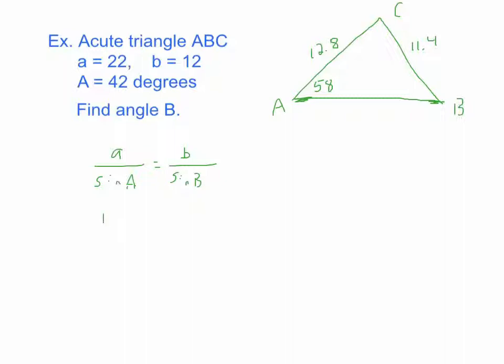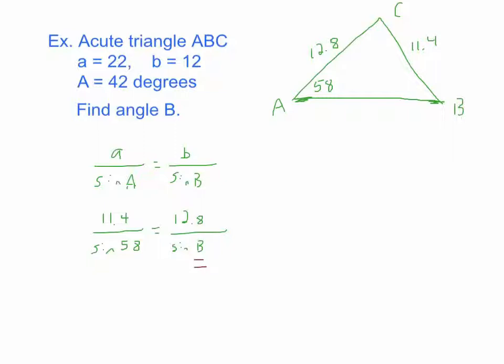So we would have 11.4 over sine of 58 is equal to 12.8 over the sine of B. So now that we have this set up, we can try to work towards, again, trying to solve for angle B. That angle B, we see, is located over here.